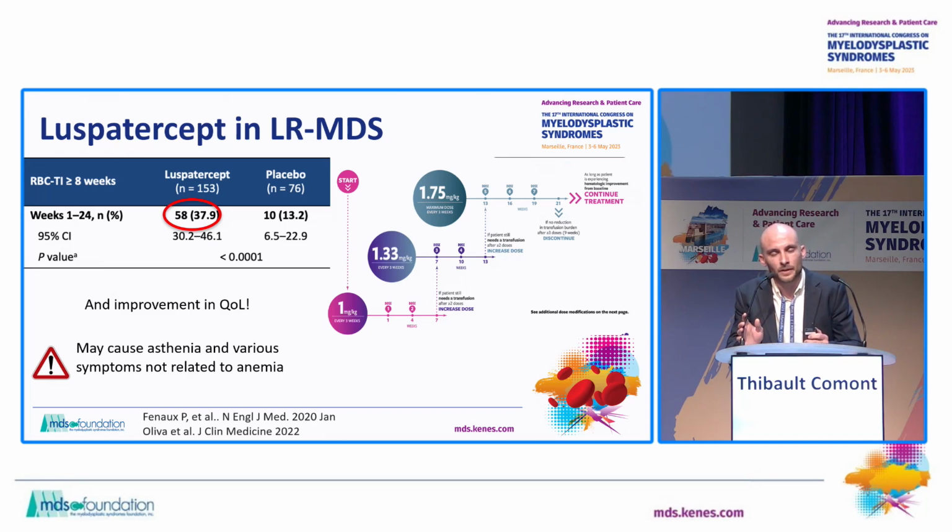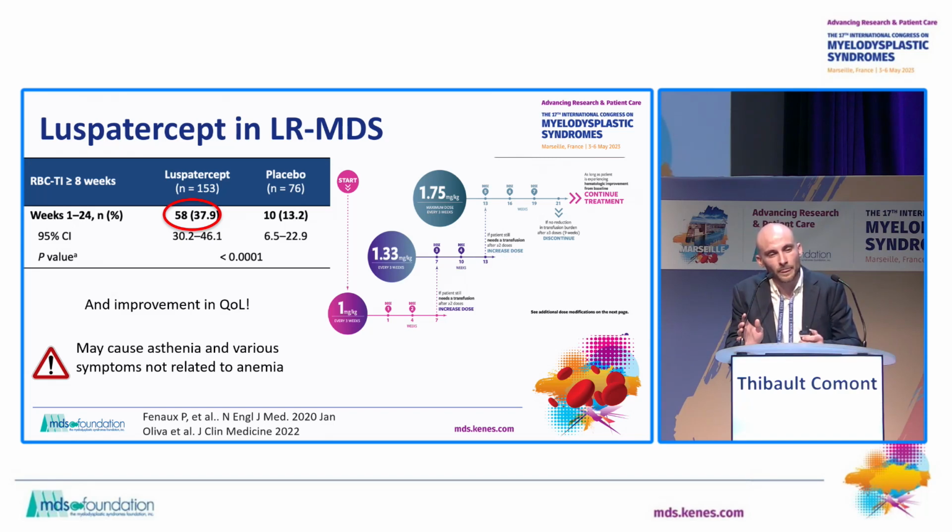This is a treatment administered by a subcutaneous route at home with 3 dose level steps: 1 milligram per kilo, 1.33, 1.75. And we can move to the upper dose after failure of 2 injections at the primary dose.